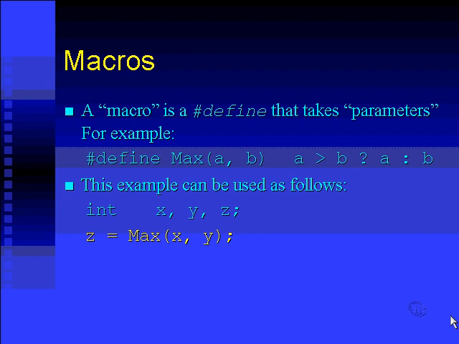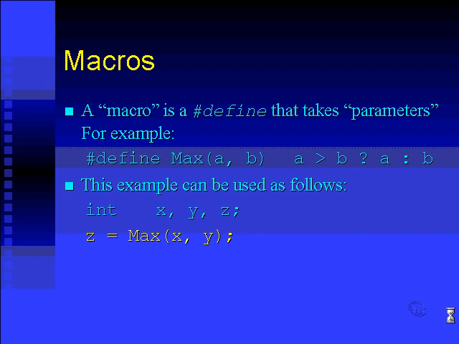Because a is the first parameter and b is the second parameter, we're using that macro definition with x and y. So x and y will be substituted into that particular formula that you've got. So it will read x is greater than y, question mark x colon y.